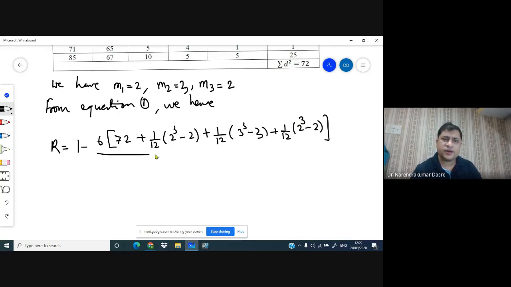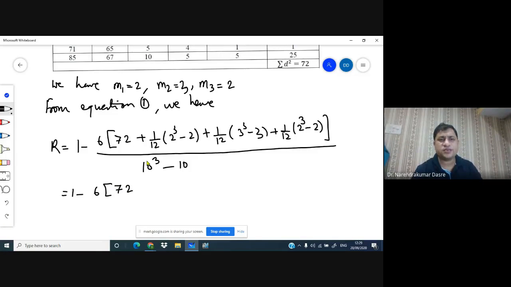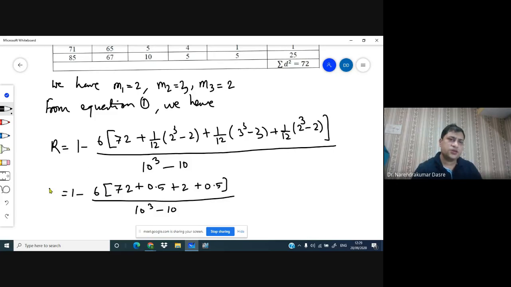Okay, and in this term, how many observations do we have? 10 cube minus 10. Okay, so this is 1 minus 6 times 72 plus 0.5 plus 2 plus 0.5, divided by 10 cube minus 10. Okay, so calculate the value of R and give me this value of R. What do you get?